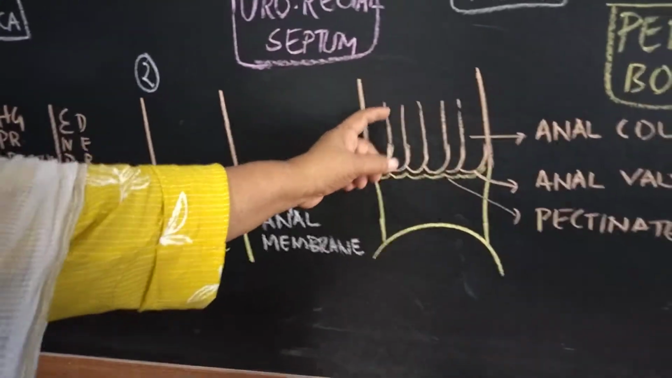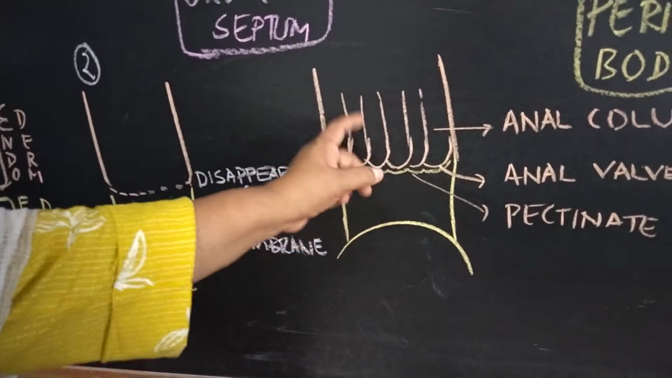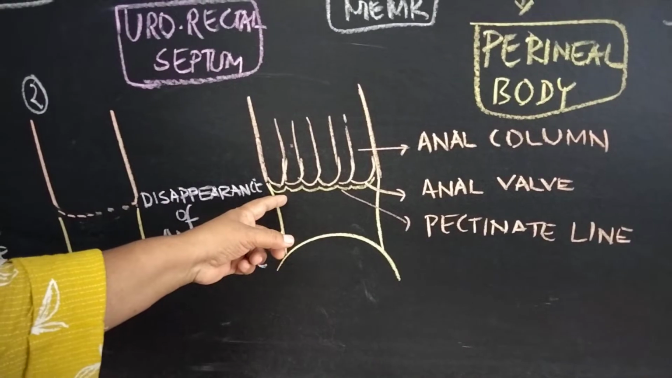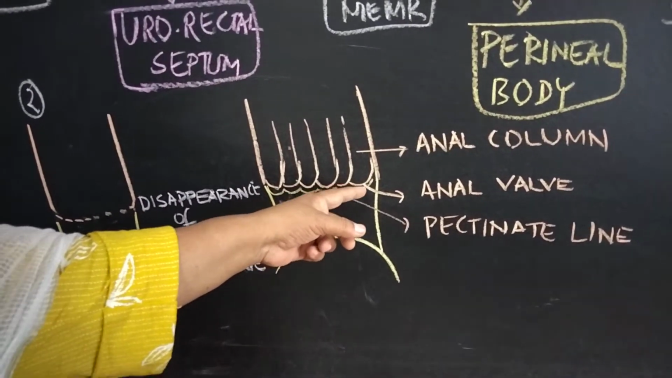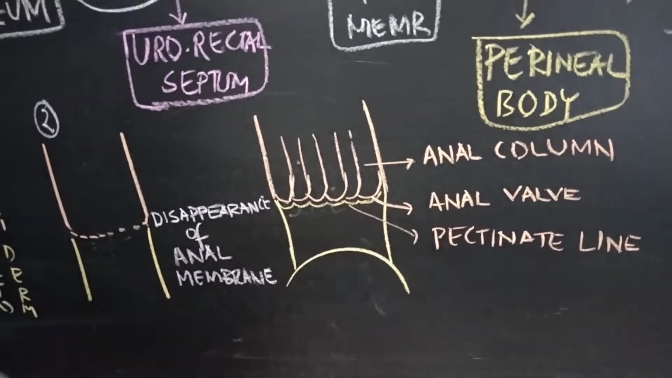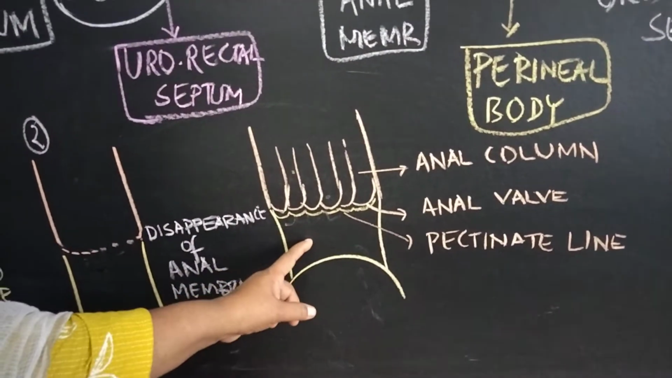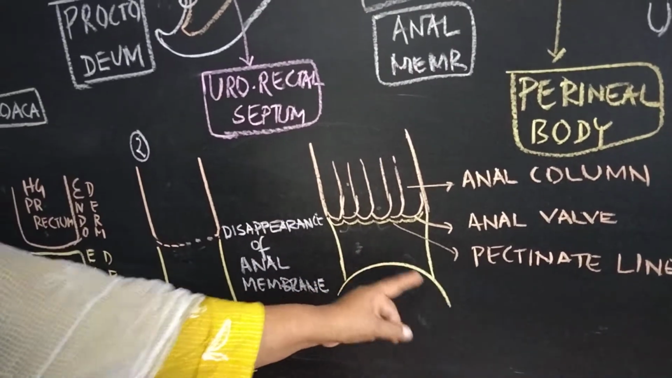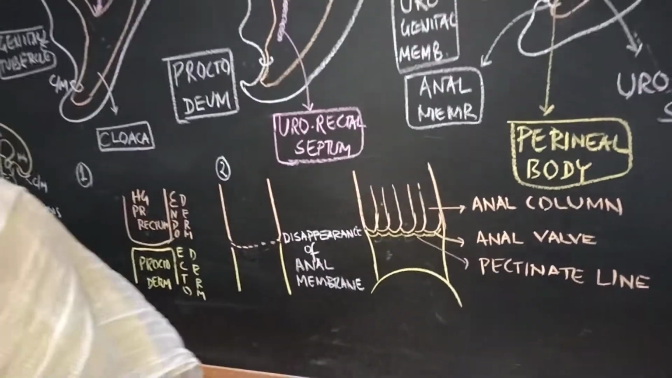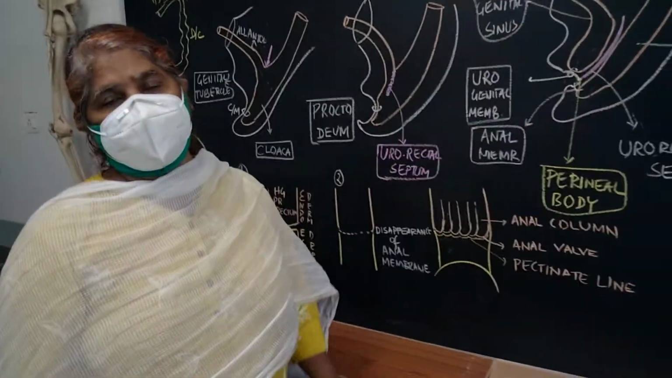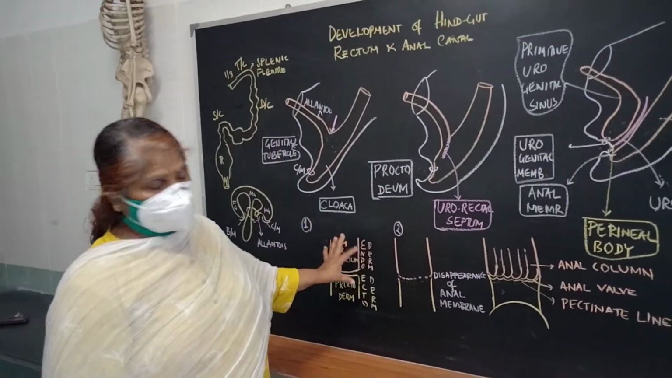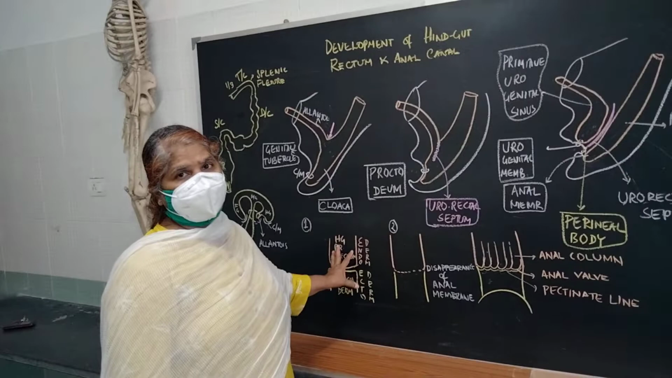Next we will see the formation of the canal-shaped structure. These are called anal columns, which are present inside the rectum and anal canal, and these are the valves, called the anal valves. Here is a line having endoderm and ectoderm, called the pectinate line. And this last part is the ectodermal part of the anal canal, which communicates with the exterior and the skin, called the anal orifice. So this is the formation of the rectum and anal canal from the endodermal and ectodermal derivatives. Okay.